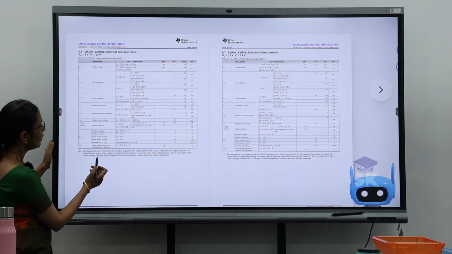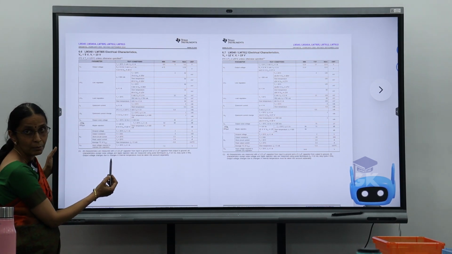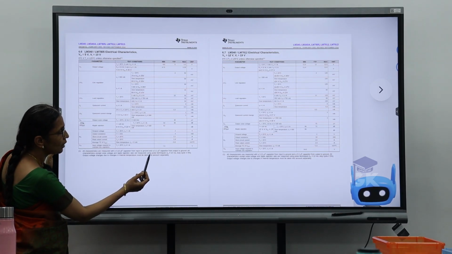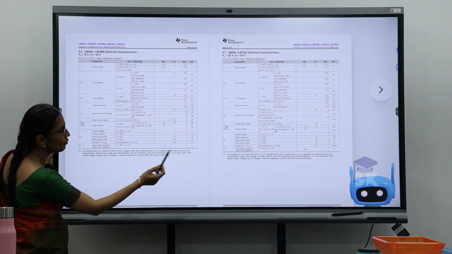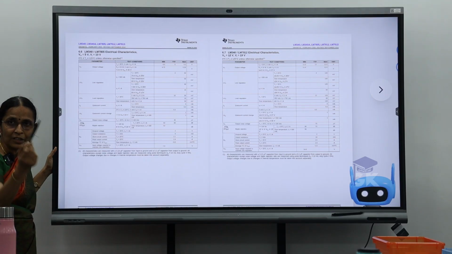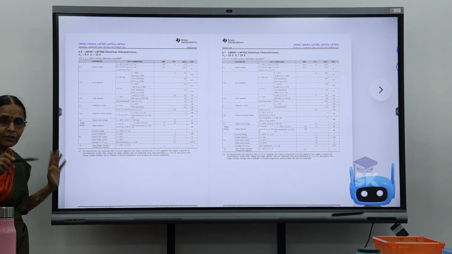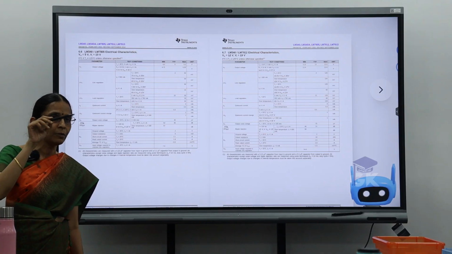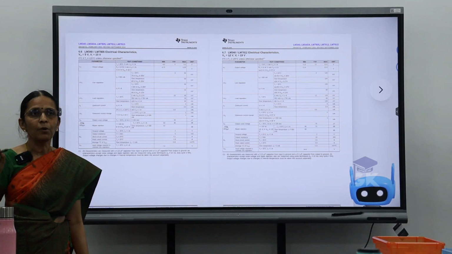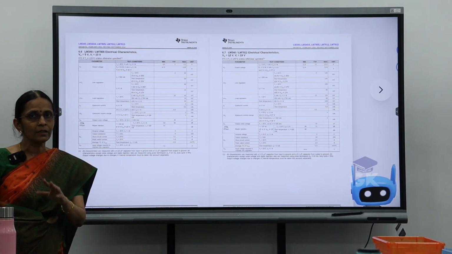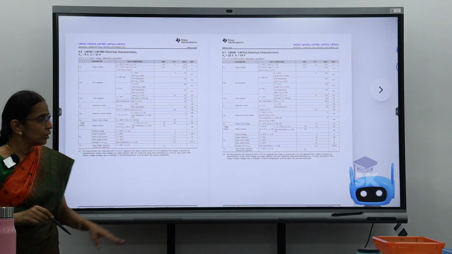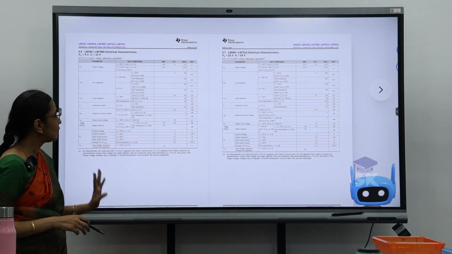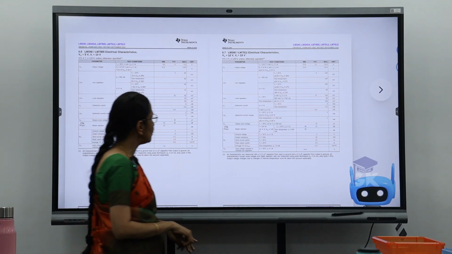And here it is given, all characteristics are to be measured with 0.22 microfarad from the input to ground and 0.1 microfarad from output to ground. So that is what we have done there. In our circuit also, what did we do? 0.22 microfarad we have attached from input to ground and 0.1 microfarad we have connected at the output point to ground. So as per the data sheet only we are following and then we are giving the inputs.